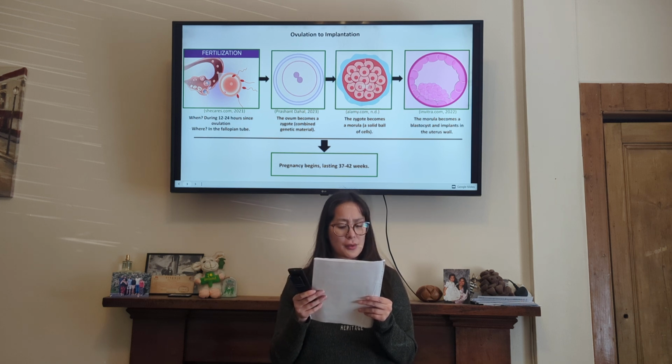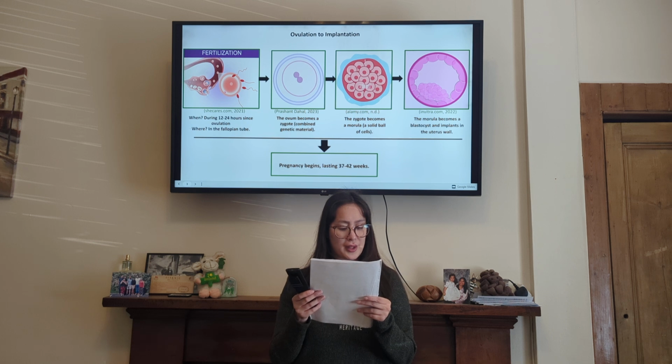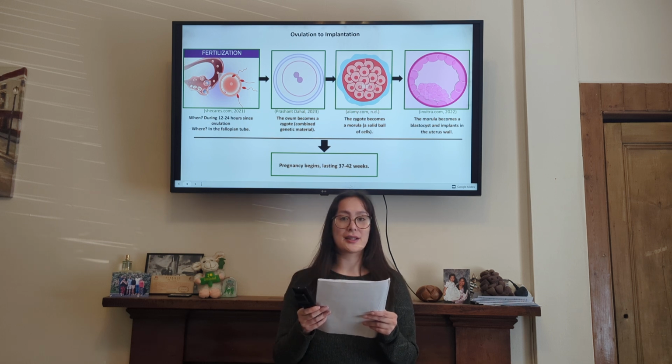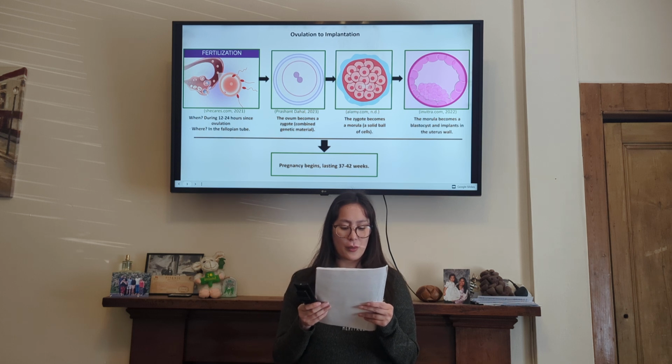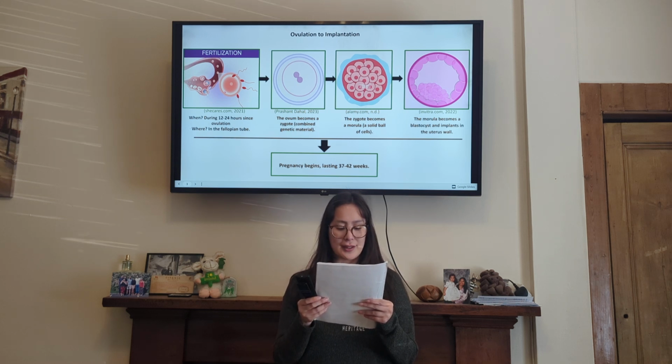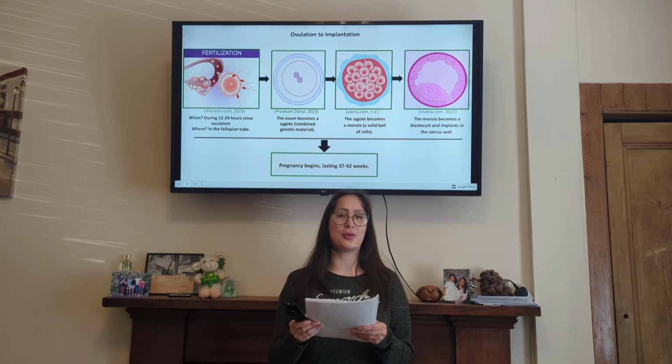The zygote then becomes a morula, which travels down the fallopian tube to enter the uterus, where the cells continue dividing and become a blastocyst, which is a mass ball of cells that will become the fetus. With the help of surrounding trophoblast cells, the blastocyst finds the wall of the uterus, attaches to it and implants itself. This marks the beginning of pregnancy, which lasts 37 to 42 weeks.